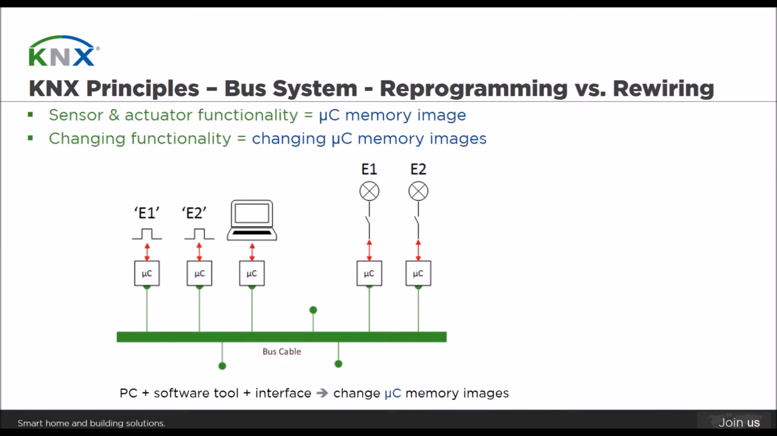Here we see yet another advantage. In order to compare it again with a conventional system, we can say that in a conventional system, if one wants to change something, one needs to rewire the installation. In contrast with the bus system, where instead of rewiring, one will just reprogram the sensors and the actuators that are involved, which are in fact microcontrollers. The microcontrollers have a memory image that defines their functionality. So, in order to change the functionality, one just overrides the microcontroller's memory, and that is exactly the role of the software tool.